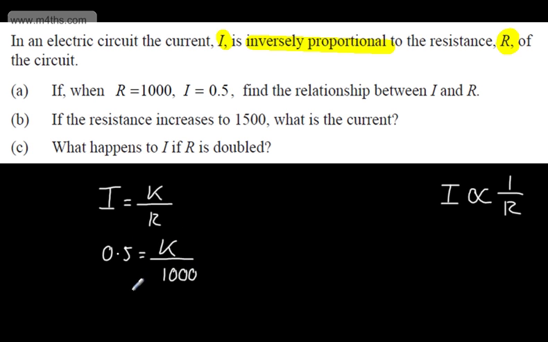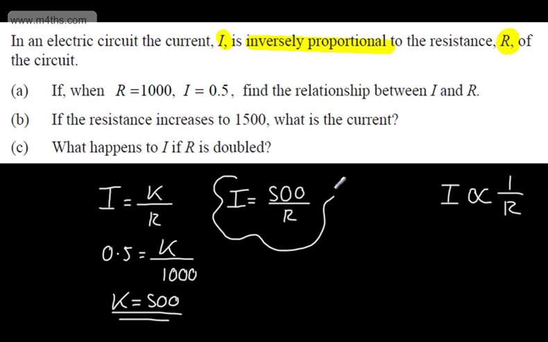Multiplying both sides by 1000, we're going to have that K is equal to 500. So we can write that I is going to be equal to 500 divided by R. So that now gives us the relationship. So if you're asked to find a relationship, that is the relationship. In part B, if the resistance increases to 1500, what is the current?